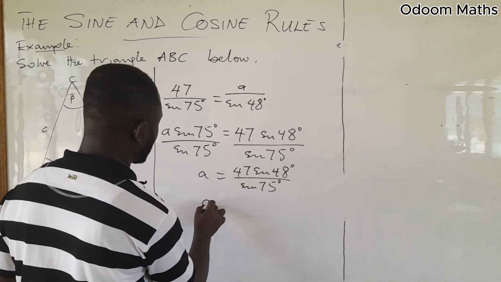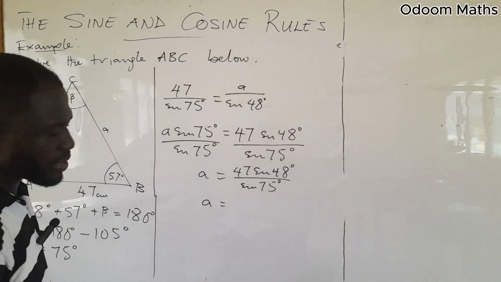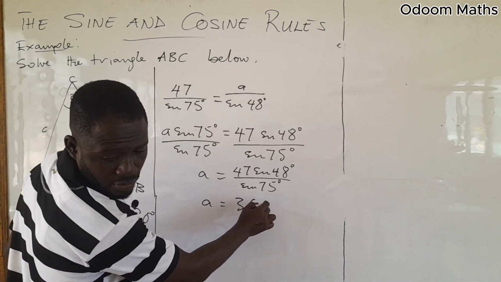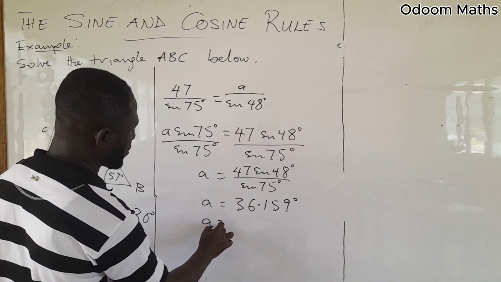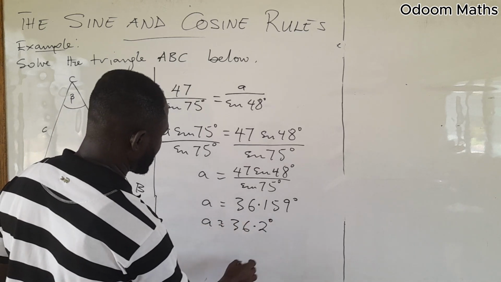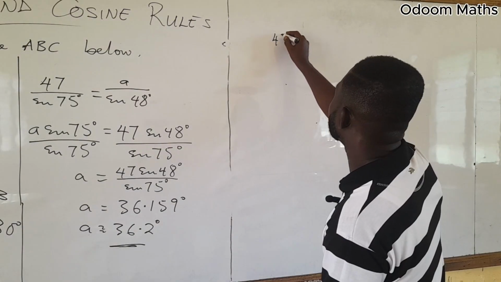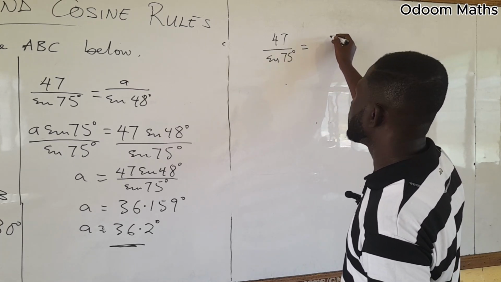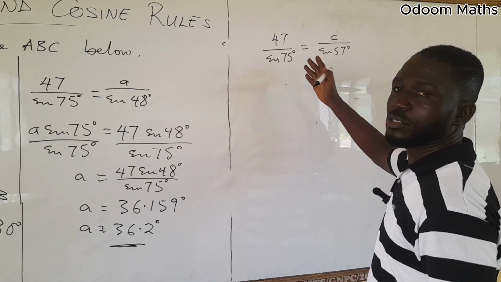Please here use a calculator. Don't just say sine, then use the calculator straight away. So this is going to give us 36.159, and we can say that A is approximately 36.2. So that is that. Now we need to look at finding C. So 47 over sine 75 should be equal to C over sine 57. Then this needs cross multiplication.